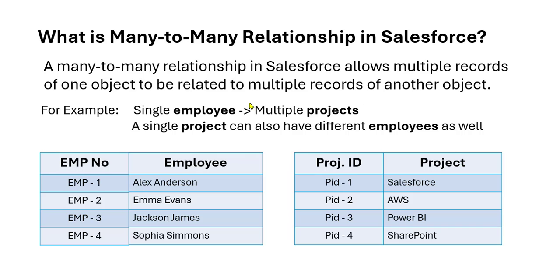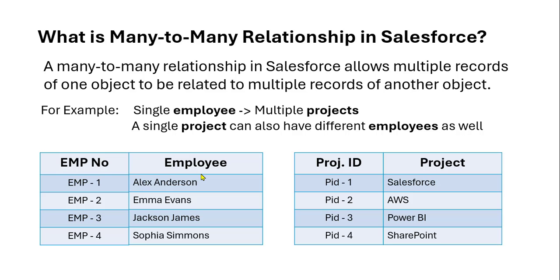So using master-detail relationship and lookup relationship, we have seen how we can create one-to-many and one-to-one relationship in Salesforce. And we know when we create the relationship fields, we always create on the many side or child side object. Now here in employee object and project object, both objects are many side objects. Now if both objects are on the many side, then on which object can we create relationship fields?